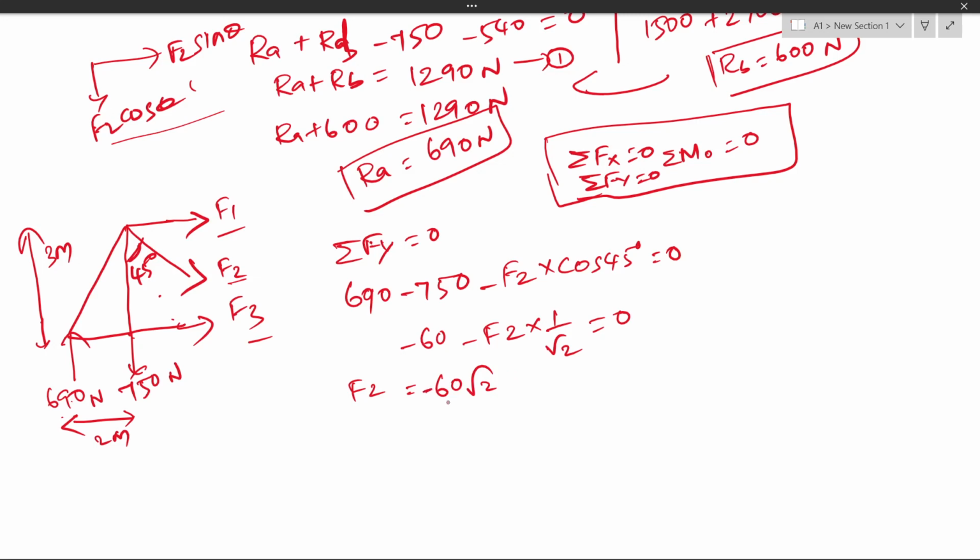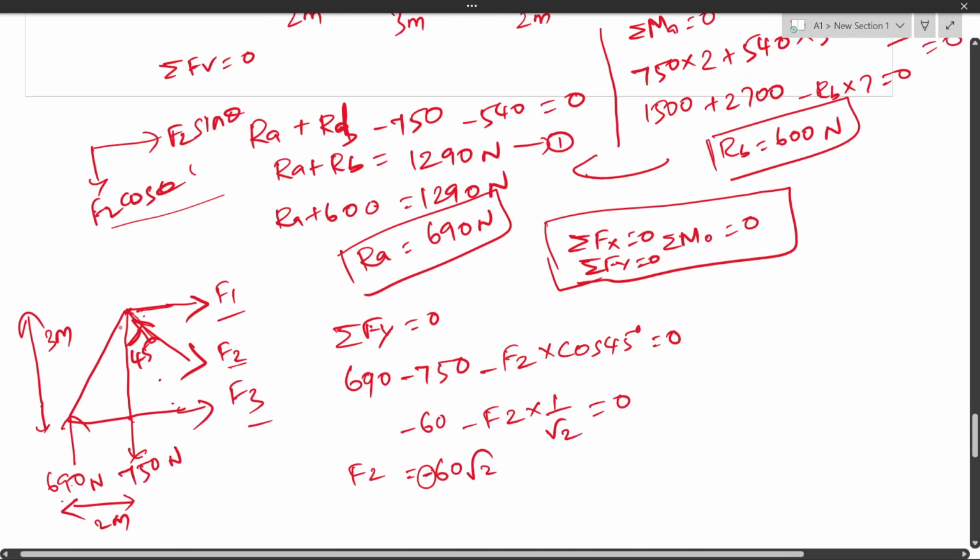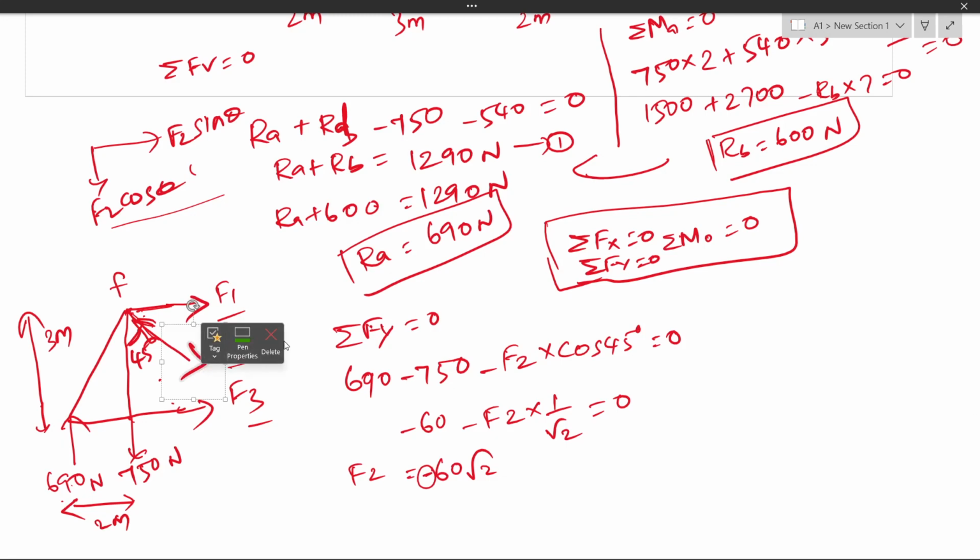But the minus value indicates that this is a compression force acting on F2. Compression force means, as we know, the direction should be towards a point. That point here is F. So the direction of the F2 force is this, so we can cancel this thing. Okay, so the F2 value is equal to 60 root 2 compression.